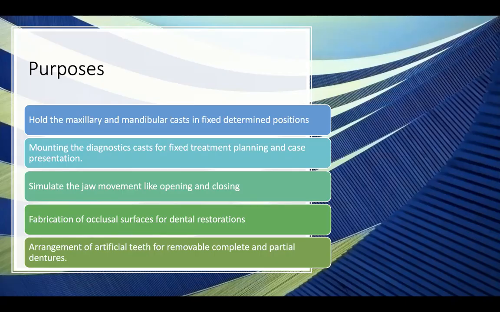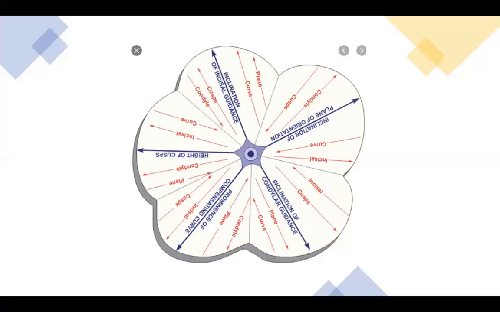And fabrication of occlusal surfaces, of course, when you're making a prosthesis, you're creating occlusal surfaces, and arrangement of artificial teeth for removable complete and partial dentures. This is what you normally do, because even while doing an exercise, when you are arranging teeth, we make sure that you have mounted it in a fixed position on the articulator, right?